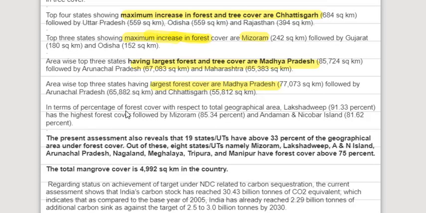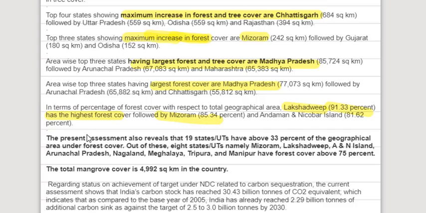In terms of the percentage of the forest cover with respect to the total geographical area, Lakshadweep has the highest forest cover, that is about 91.33%. If you talk about the percentage of the area covered under the forest, then it is Lakshadweep because 91.33% is covered, followed by Mizoram. You should know Mizoram also.